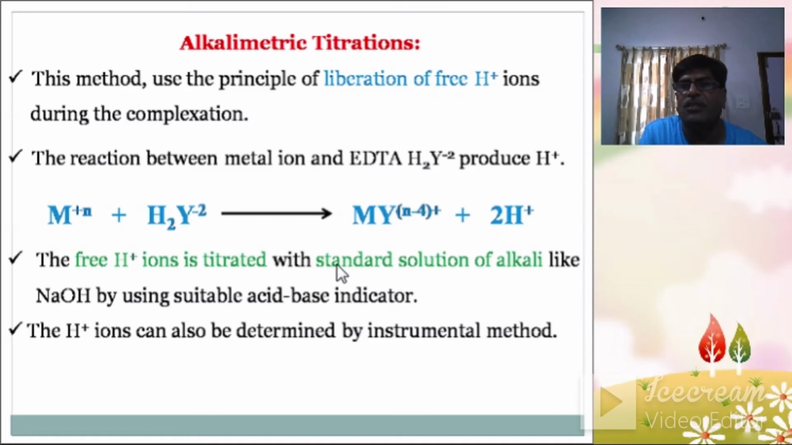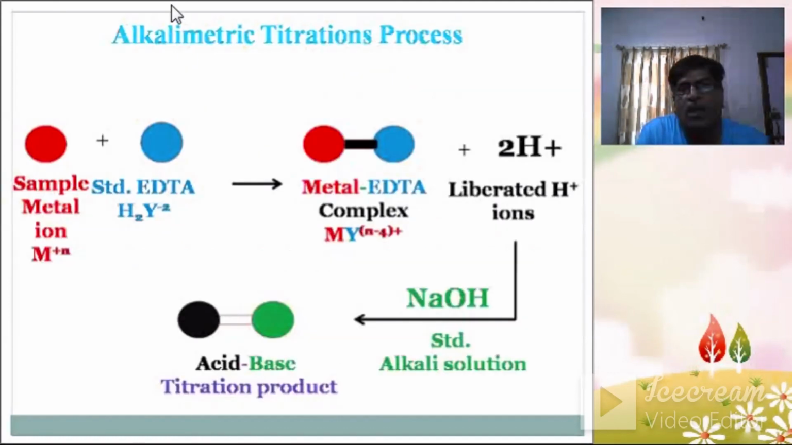In the general method, we discuss the sample metal ion reacting with standard EDTA solution to form metal EDTA complexes, and 2 moles of H plus are liberated. These liberated H plus are titrated with standard NaOH solution using phenolphthalein as indicator, and in this acid base titration, products are formed at last.